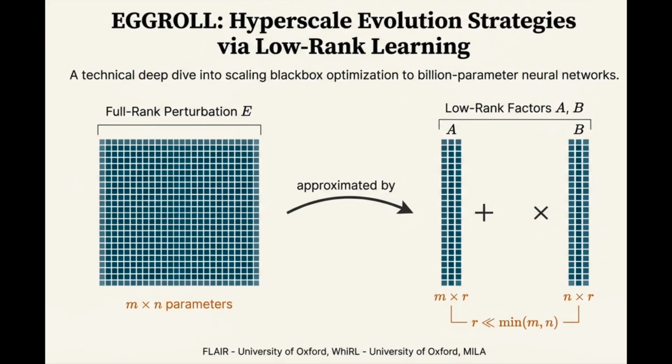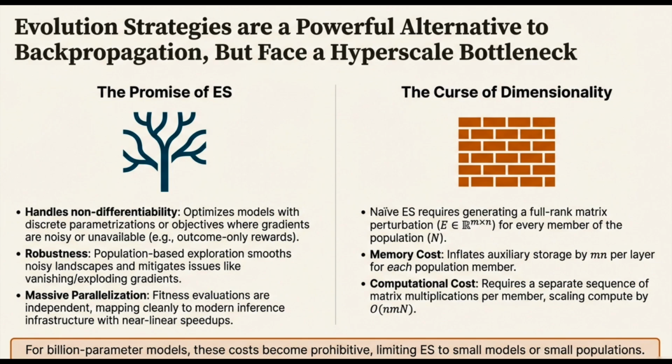It's incredibly powerful and it parallelizes beautifully, but let's face it, for years it's been strictly confined to smaller models. The minute you try to scale ES to modern networks, those massive structures with billions of parameters, you just hit a wall made of memory and compute costs that are frankly prohibitive. And that wall isn't a subtle slowdown, it's a hard stop.